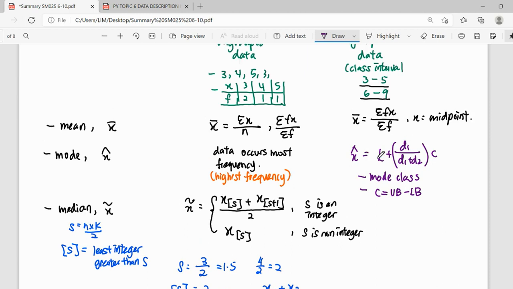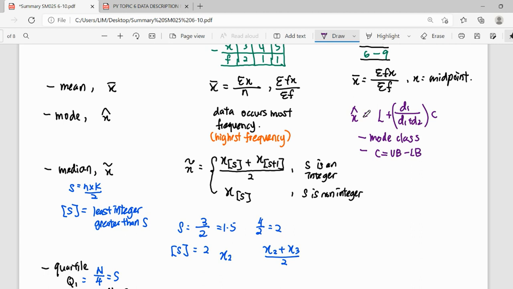Okay, and then L stands for lower boundary for that class. Okay, identify the class first, find their difference, find their upper boundary minus lower boundary. So substitute your data inside. That will be your mode.